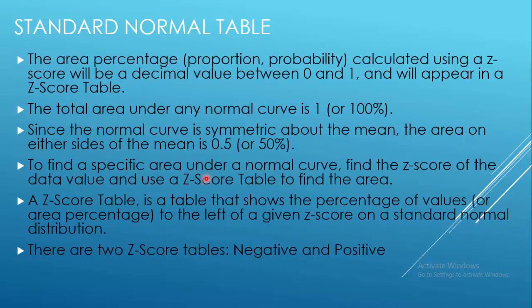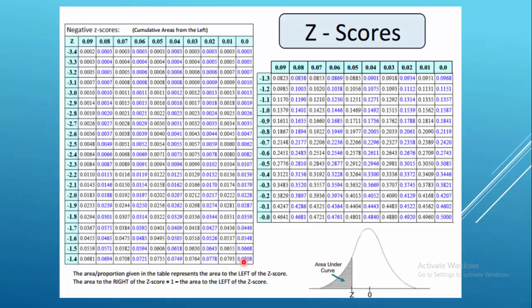To find a specific area under a normal curve, find the z-score of the data value and use a z-score table to find the area. A z-score table is a table that shows the percentage of values to the left of a given z-score on a standard normal distribution. There are two z-score tables, negative and positive. So this is the negative z-score table. The area is to the left of the z value.